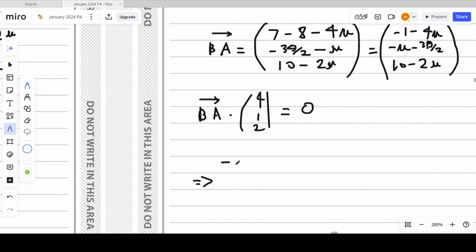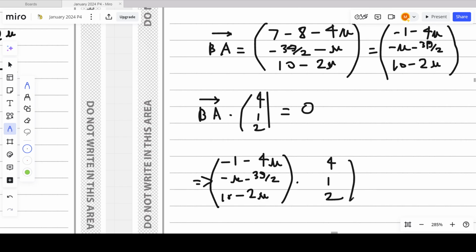What will we get? Negative 1 and negative 4 mu, okay, then negative 39/2 minus mu, and then 10 minus twice of mu, having dot product with 4, 1, 2, and then the right hand side, it would be 0. Fair enough, okay. Now we need to do the dot product.